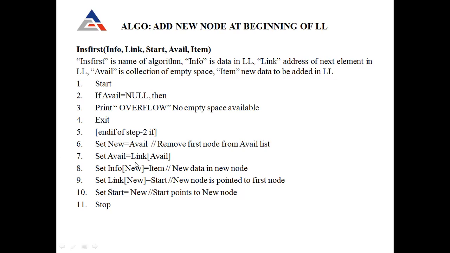And I write over there info of new. What is new? New is the new node. In the information part of new, I write the item, whatever item I want to insert, and link the new node to start. Whatever value is given in start, that value is now the address of the new node. And set start equal to new. Now the start will have the address of the new node, and stop.